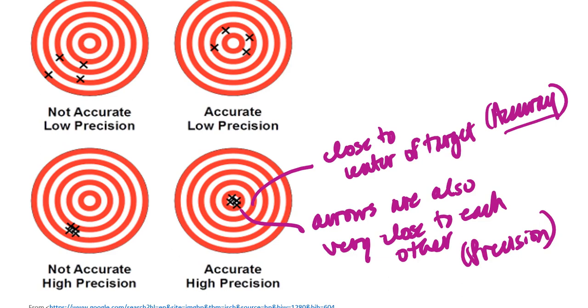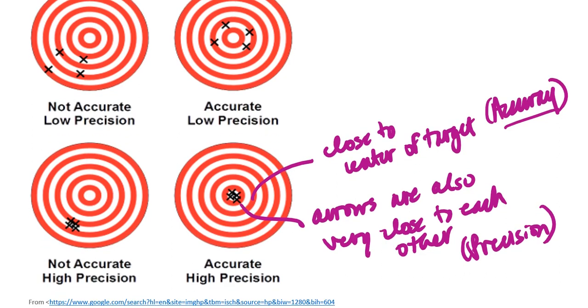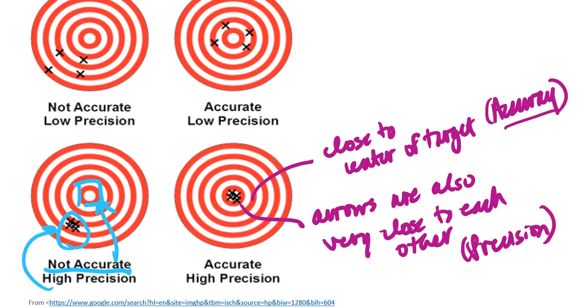Now, if you take a look at some of the other targets in the figure, for example here, notice that the arrows landed very close to one another, but not necessarily close to the center of the target. So I wasn't hitting my target value, but I was getting the same exact shot to go in the exact same place over and over again. This is an example of a set of shots that was not accurate, because I didn't hit the center, but they're very precise because the arrows were very close to each other.